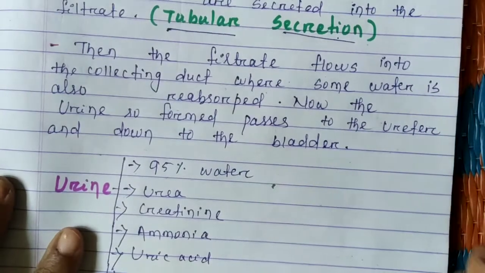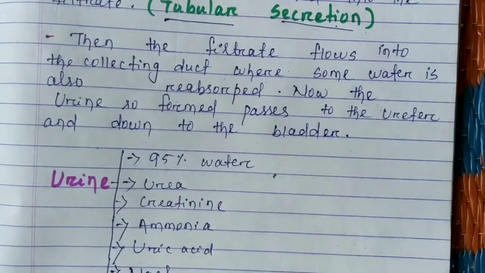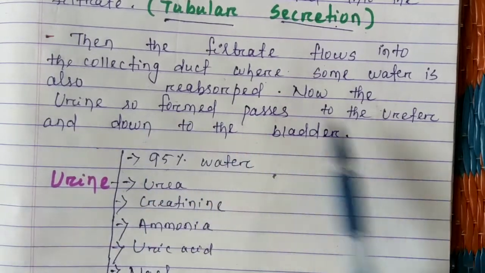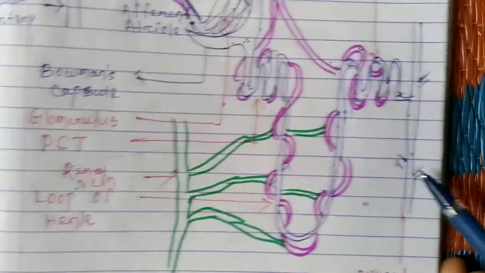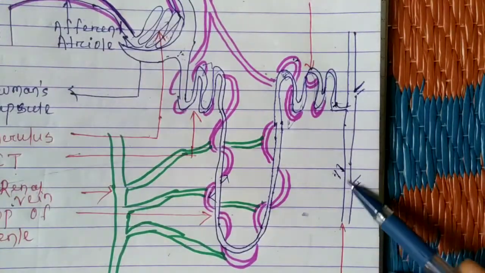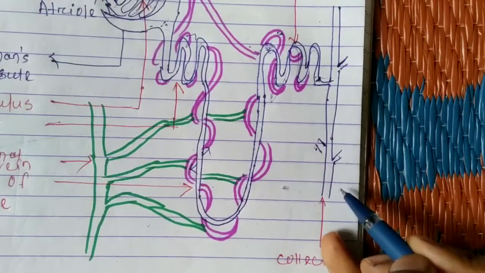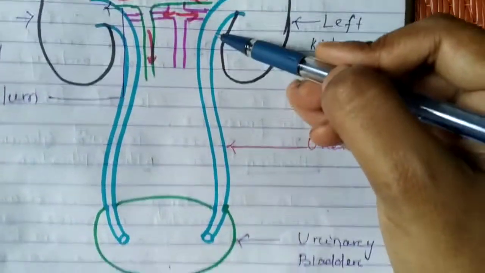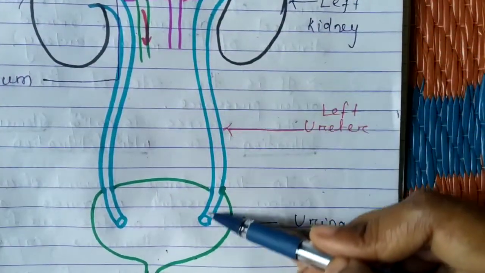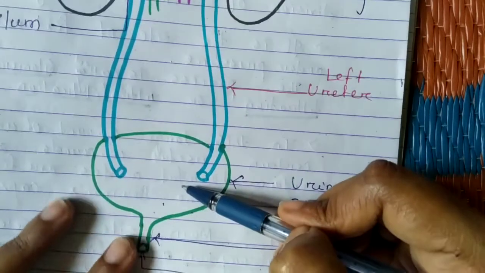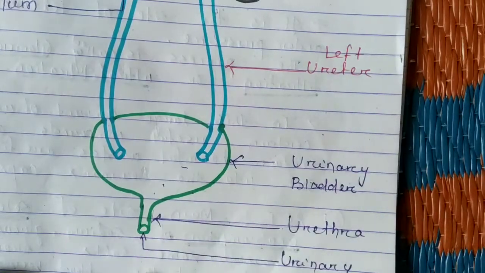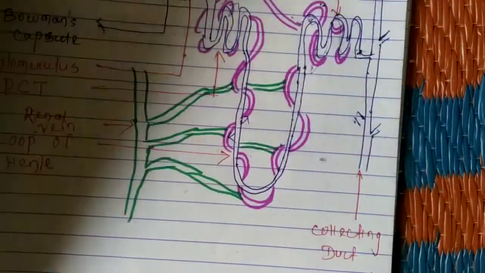The filtrate, after reabsorption, secretion and all of these processes, is the urine. The urine so formed will move through the collecting duct to the ureter. Through the ureter it goes to the urinary bladder, where it is stored temporarily. Then through the urethra it comes out of our body, removed as urine.